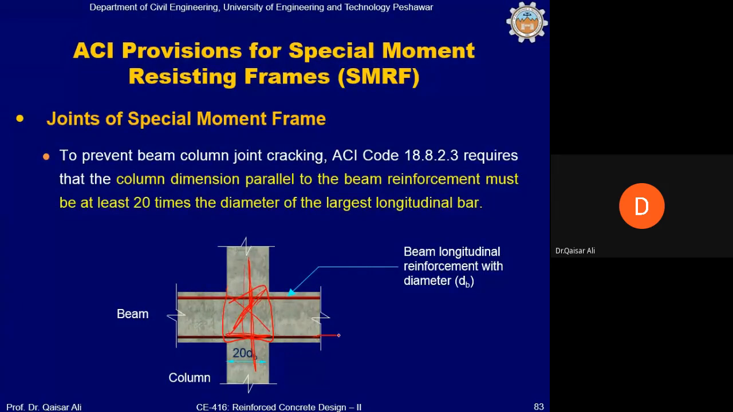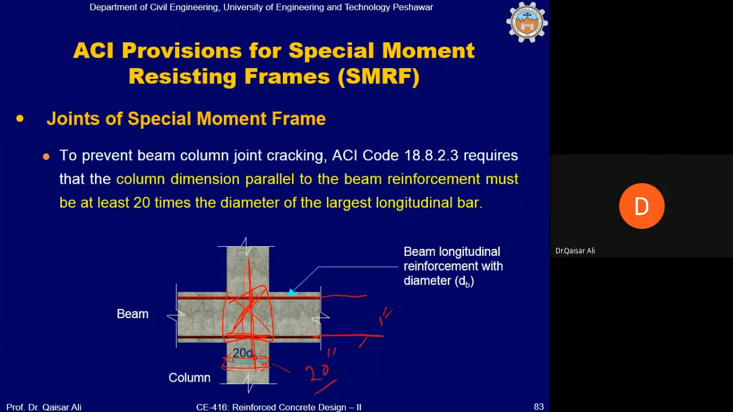If this is the longitudinal bar in the beam, then this joint, which is basically the size of the column, shall be at least 20 times this. Let's say the bar diameter in the beam is 1 inch, then this dimension of the column parallel to this bar shall be at least 20 inches, regardless of what is coming from the size requirement of the code.